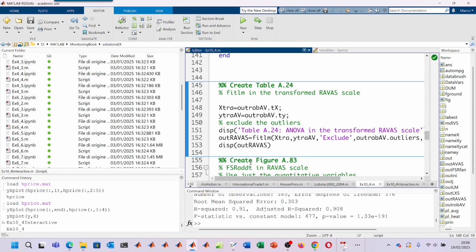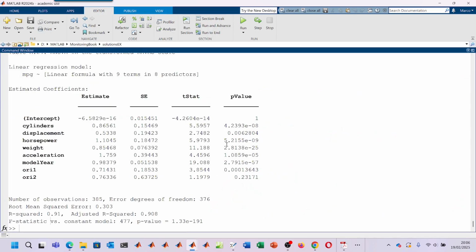So after excluding the outliers, and this is the ANOVA table in the transformed space, we end up with an R square which is 0.91. We end up with a model in which all the variables are highly significant. Therefore, in this case, the non-parametric analysis seems to capture features in the data that cannot be taken into account by the parametric analysis.